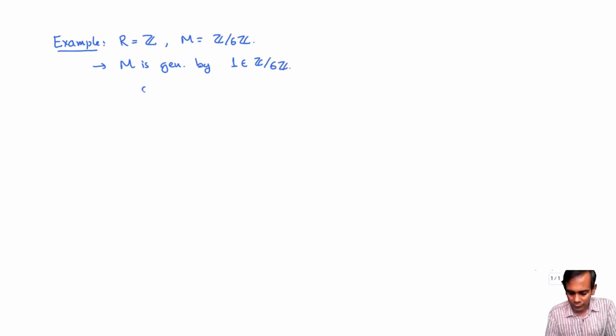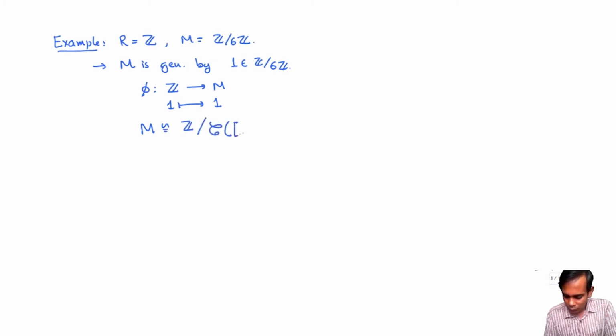And so we would define phi from Z to the power 1, it has only one generator, to M by taking 1 goes to that generator 1. This one is the residue class mod 6. And so we get M is isomorphic to Z modulo the column space of the matrix which has just one entry, the 1 by 1 entry matrix with single entry 6.